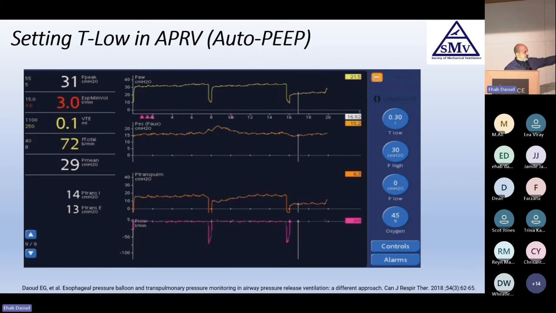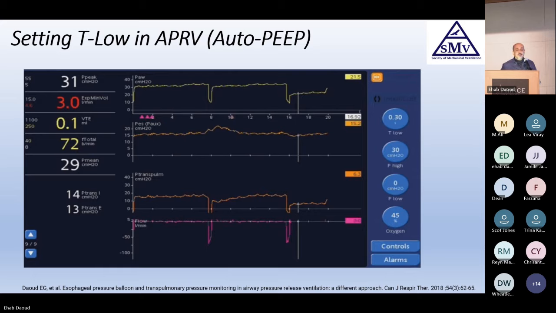So it's like, okay, let's put in an esophageal balloon. Let's do that expiratory pause. And we kept adjusting the T-low, the time low, increasing it until that expiratory transpulmonary pressure becomes zero. So it's the same concept. And actually, I think in my mind, this is probably a better way. That's the only study done about this.